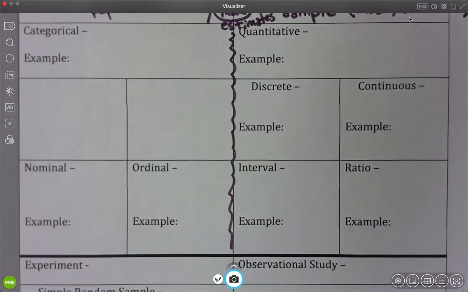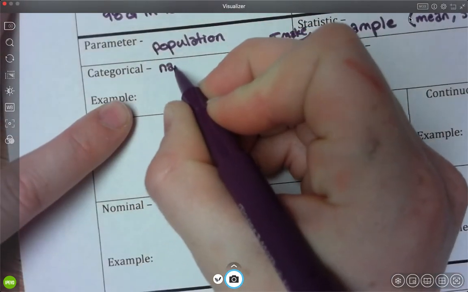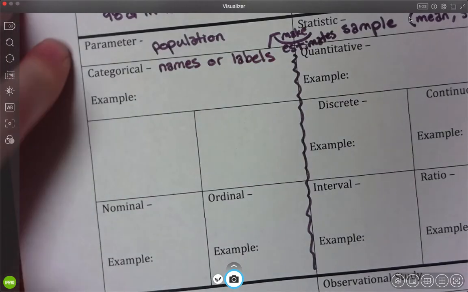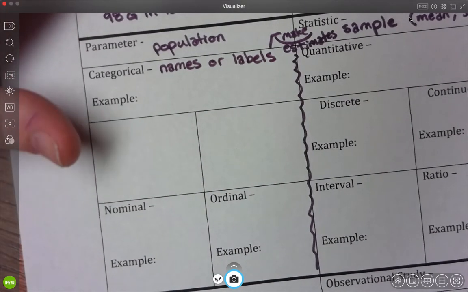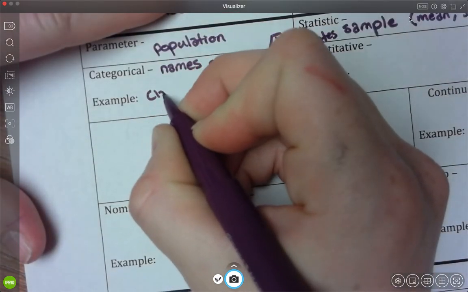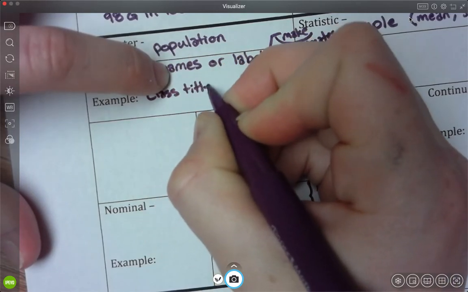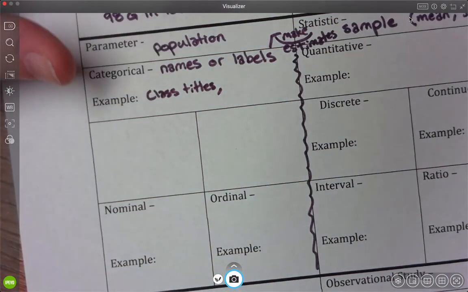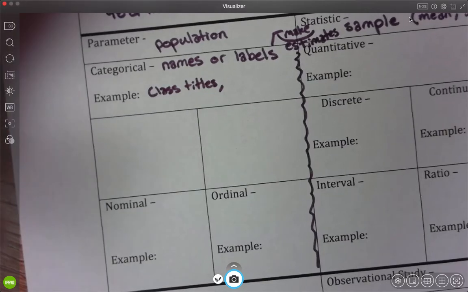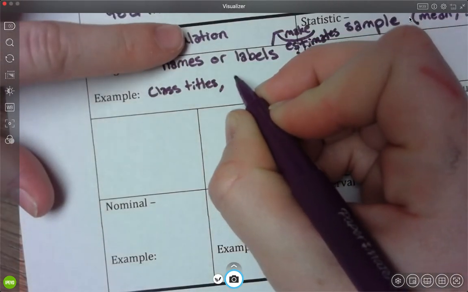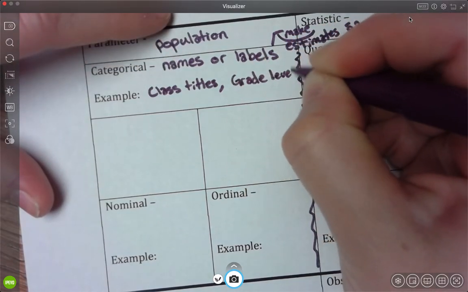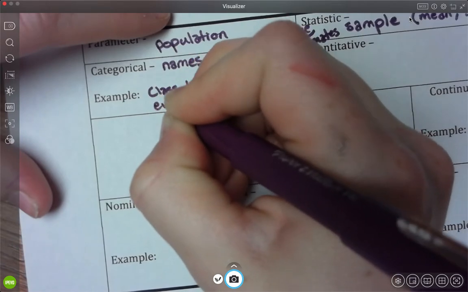So categorical is all categories. So these would be like names or labels, okay? So for example, you might have like, I don't know, classes. I'll put class titles. Okay, so you might have like biology and statistics and algebra 2 and whatever those class titles are. You might also have like grade levels, or eye color. Those are all categories.